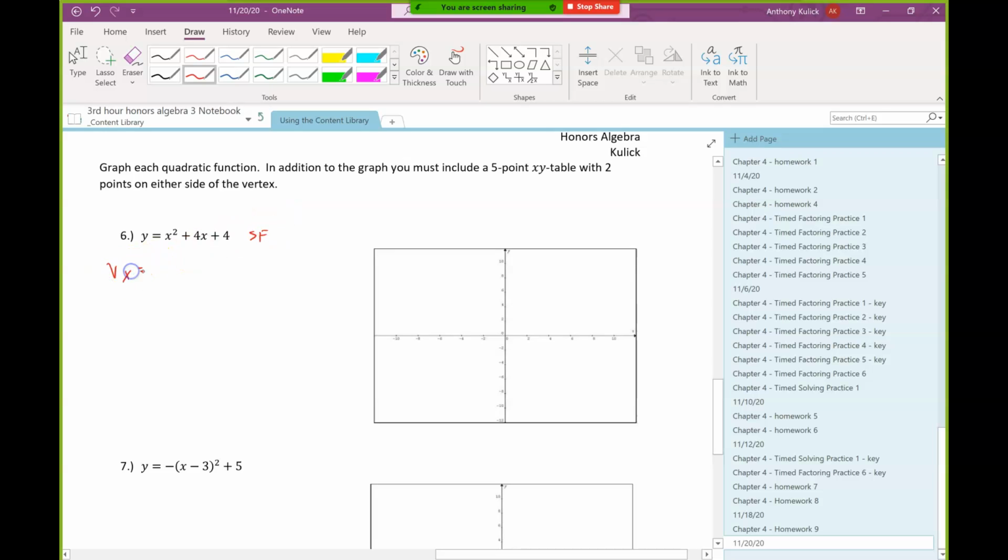So to find the x-coordinate for the vertex, I can use the same formula that I'd use to find the axis of symmetry. That's negative b over 2a. So b is 4 and a is 1, so I get that the x-coordinate is negative 2. To find the y-coordinate, I'm just going to plug that in. Negative 2 squared is 4. 4 times negative 2 is negative 8. And plus 4 more gives me 0. So my vertex is the point negative 2, 0.